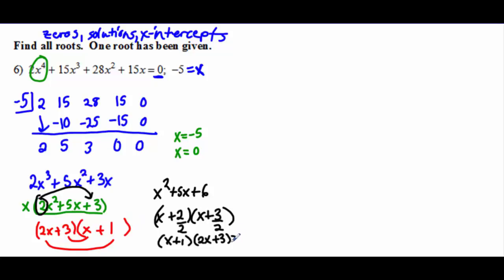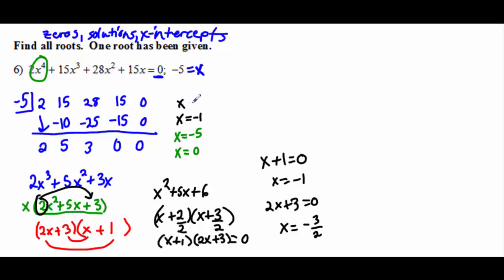Now we're going to set it equal to 0 and solve. So when x plus 1 equals 0, that means that x equals -1. And then when 2x plus 3 equals 0, that means that x equals -3/2, because you subtract the 3 and then divide by 2 and get -3/2. So that gives me my other 2 answers for a total of 4, so that I'm done with that problem.